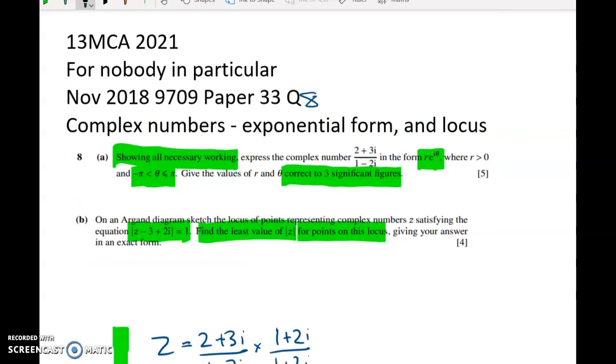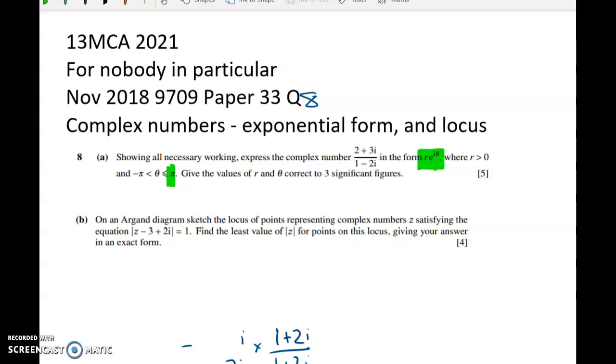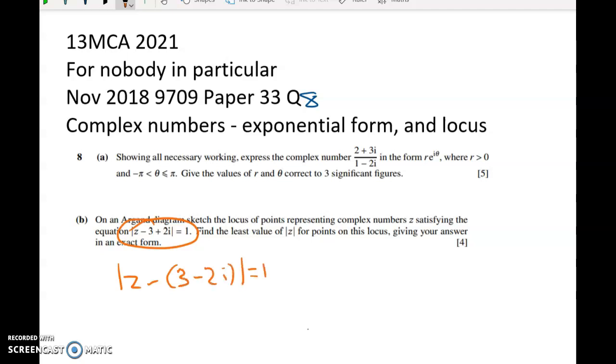Okay, let's look at the second part. We have to do a locus question, and I'm going to try and do that without GeoGebra, but with a ruler. So really useful to have a decent ruler with centimetres on it, and also to take a compass into the exam with you. We can see from looking here that this locus is going to be a circle, and its centre is going to be at 3 minus 2i, and the radius will be 1. Okay, so it's a circle. Centre is 3 minus 2i, and the radius is 1. Remember, if you're doing these for level 3, you need to do them with algebra as well.